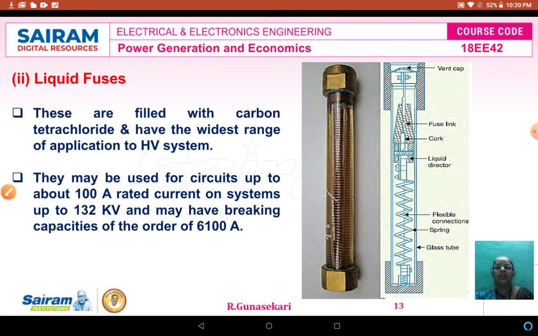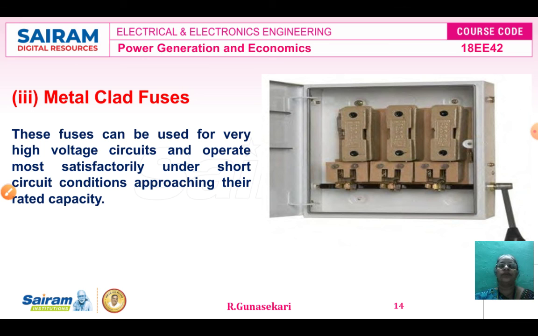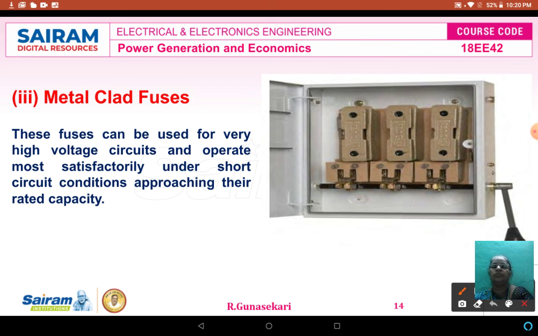The last type of high voltage fuses is the metal clad fuses. The metal clad fuses can be used for very high voltage circuits compared to cartridge and liquid fuses, and they can be operated most satisfactorily under short circuit conditions approaching their rated capacity.